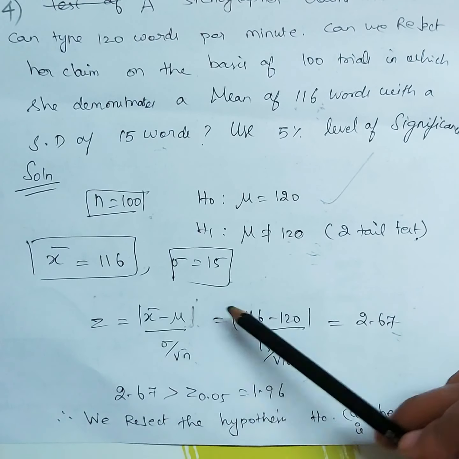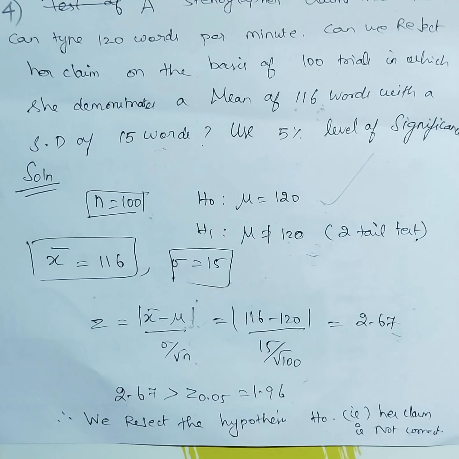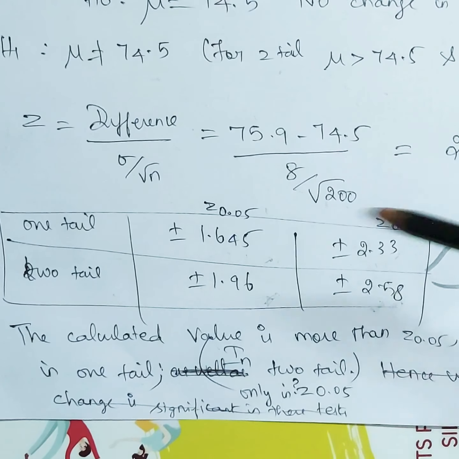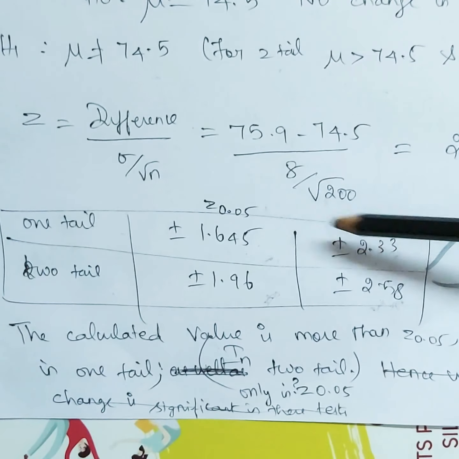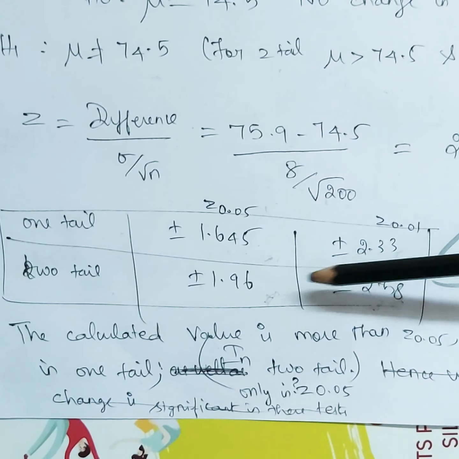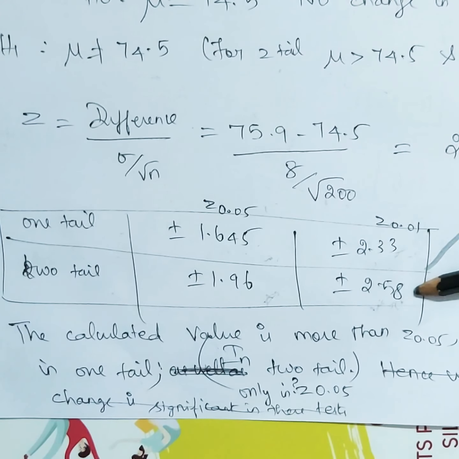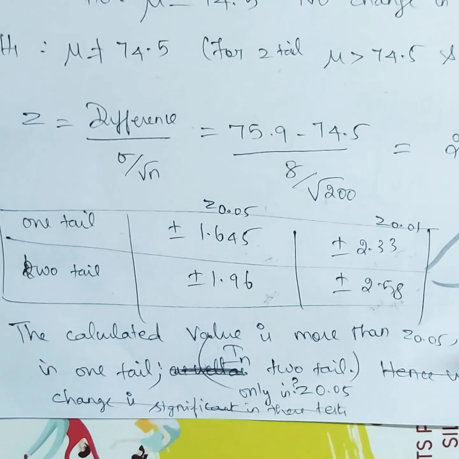So these are the problems in the test of significance of sample means. We'll see more problems of other types. Meanwhile, keep one thing in mind. If it's a one-tail test, we'll check 1.645 at 5% and 2.33 at 1%. And if it's a two-tail test, 1.96 at 5% and 2.58 at the 1% significance level. So the moment you read the question, you have to fix whether it's a one-tail or two-tail, and then you can proceed. The formula is going to be the same, but the values that you compare will differ.